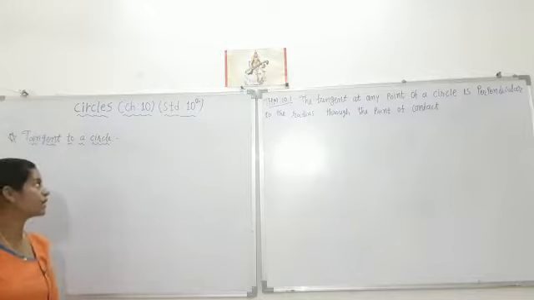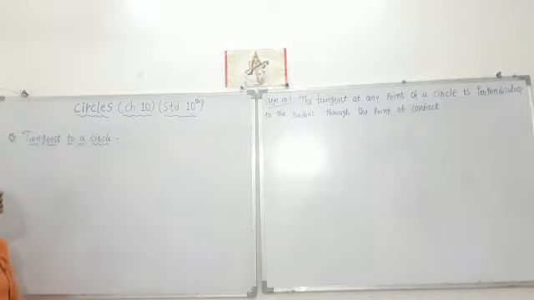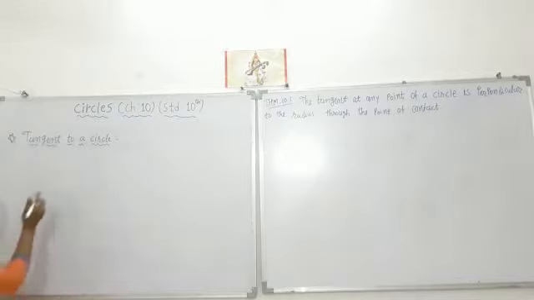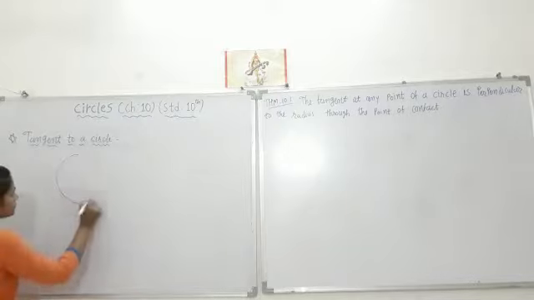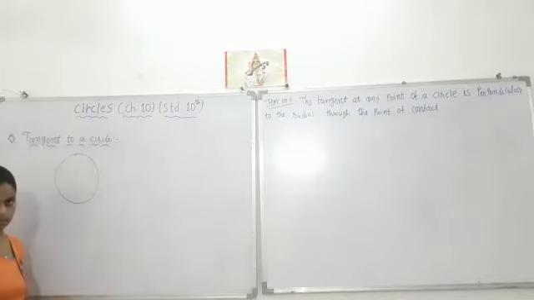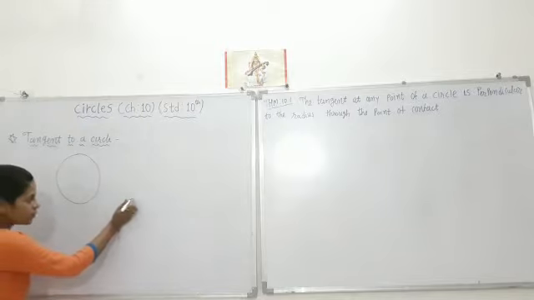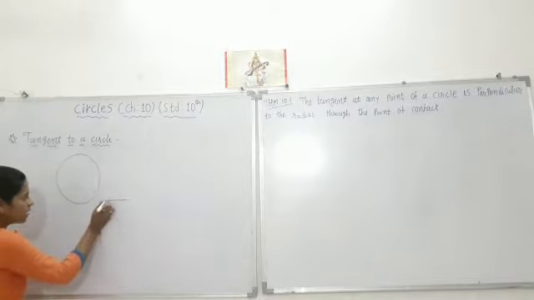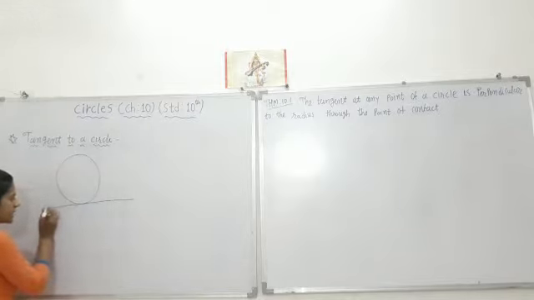Today we discuss the tangent of a circle. This is a topic from the circles chapter, Chapter 10 of Standard 10th. First we understand the definition of a tangent of a circle. You have one circle and one point outside the circle, and from this point a line just touches that circle.